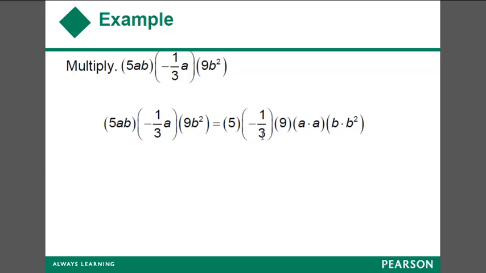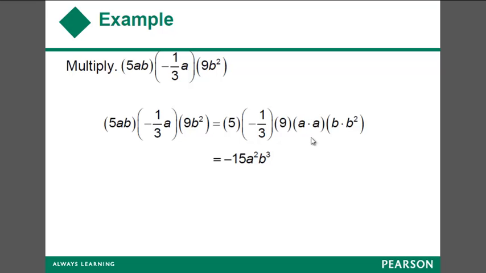Now I have 5 times negative 1/3 times 9 times a times b squared. I'm going to multiply 5 times negative 1/3 times 9. When I multiply 5 times negative 1/3, that will give me negative 5/3. When I multiply that by 9, I can cancel out the 9 divided by 3 and leave me with just 3, so I get negative 15.